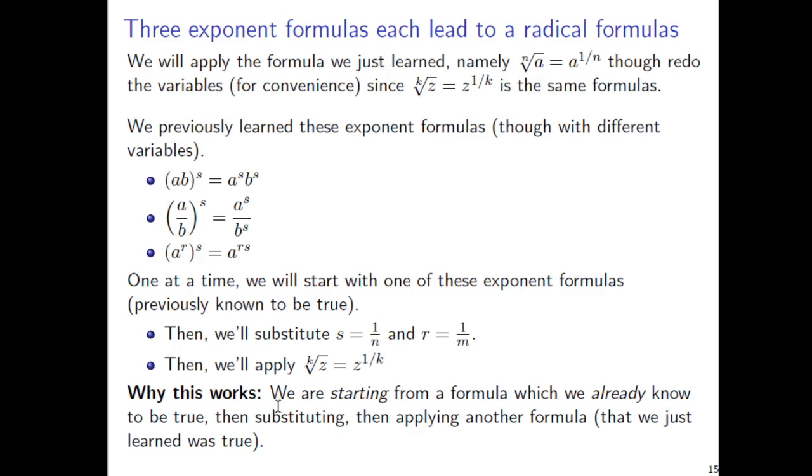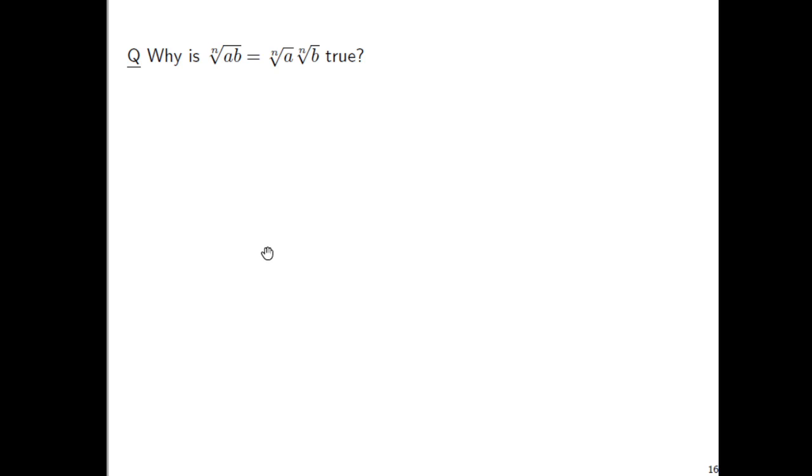So why does this work? Well, we're starting from a formula which we already know to be true from last time. Then we're substituting. And then we're applying another formula, this one up here, kth root of z equals z to the 1 over k, that we had just shown was true. And in the end, we're going to get a new true formula each time, whichever one of these three we start with. So let's go through that.